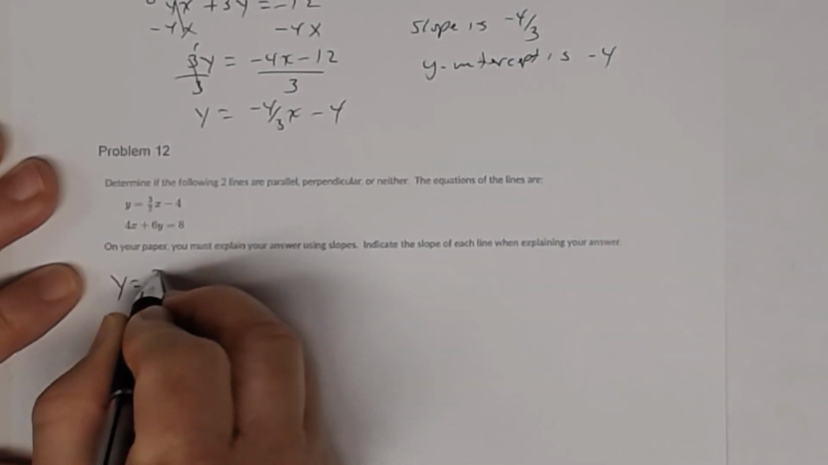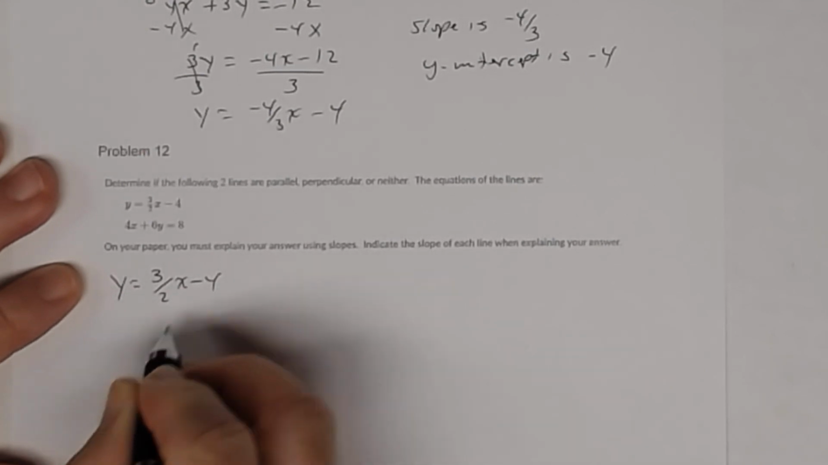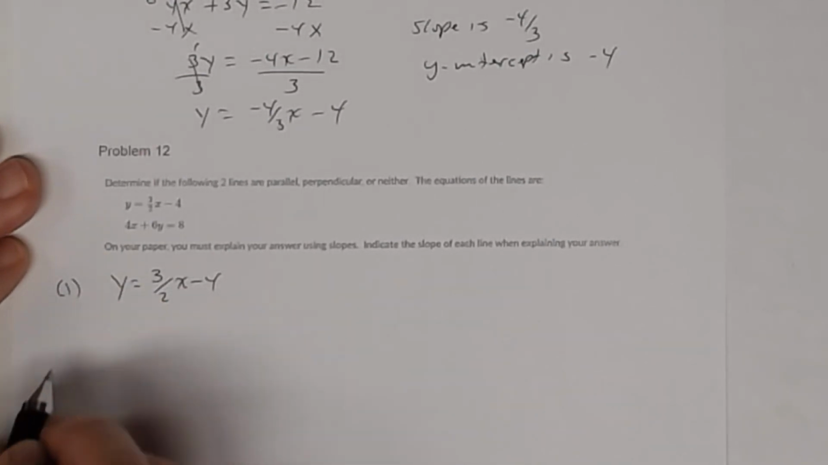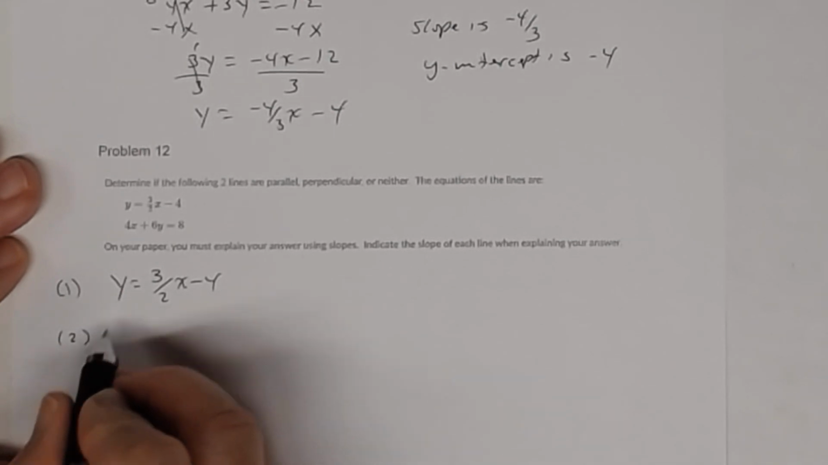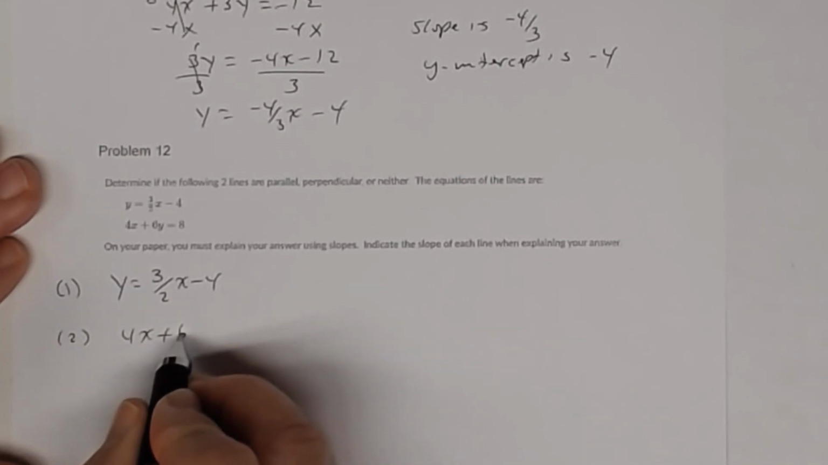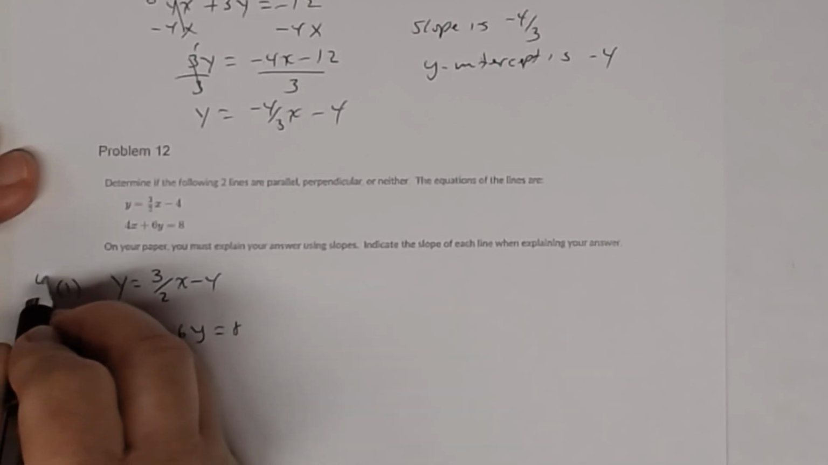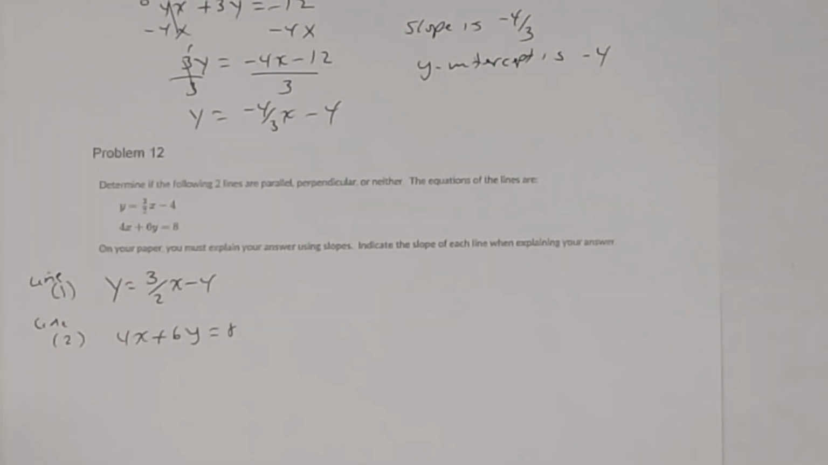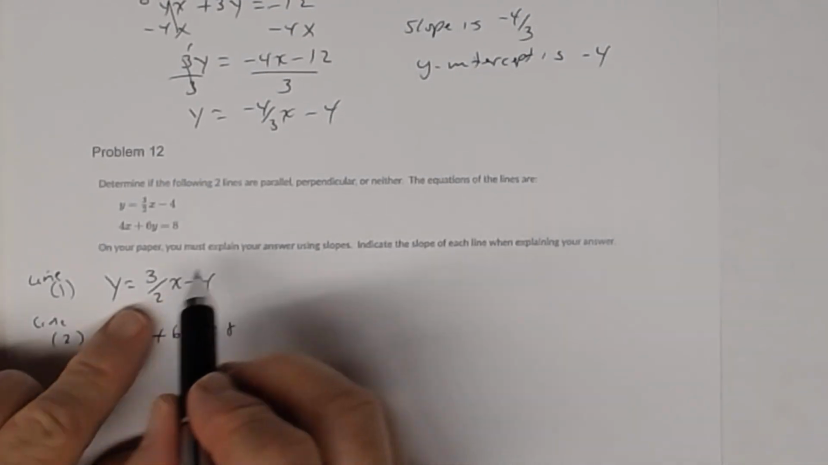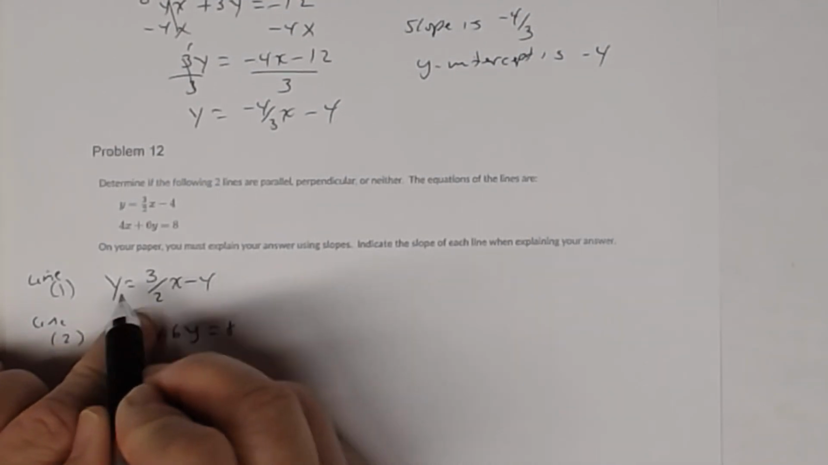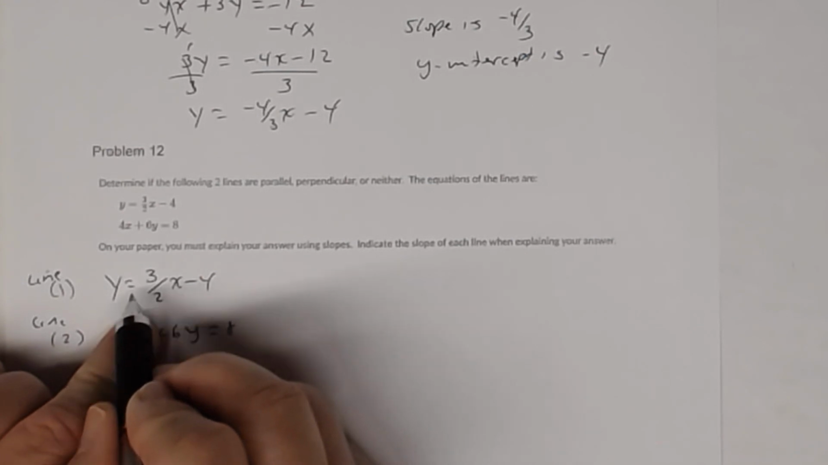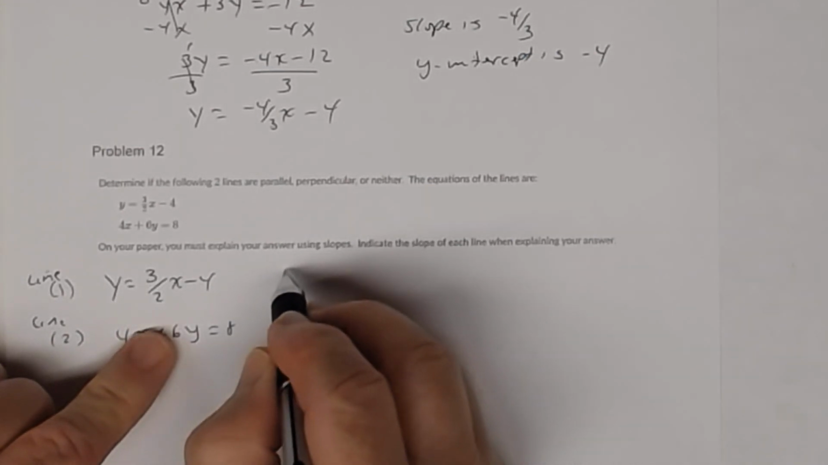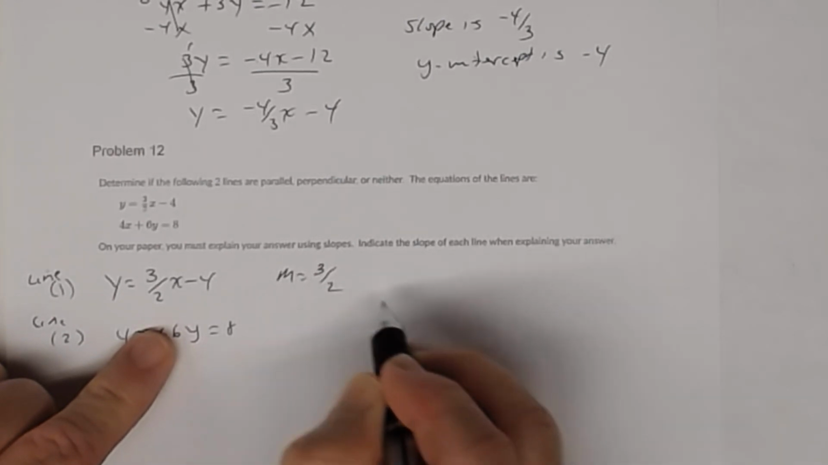You have y equals 3/2 x minus 4. And then over here, so this is going to be my first line right here. I'm going to just call it line 1. And then line 2 is 4x plus 6y equal 8. So line 1 and then line 2. Okay? All right. So line 1, I can tell the slope right away, right? In line 1, because it's in slope-intercept form, the coefficient of x is your slope. So the slope here is 3/2.